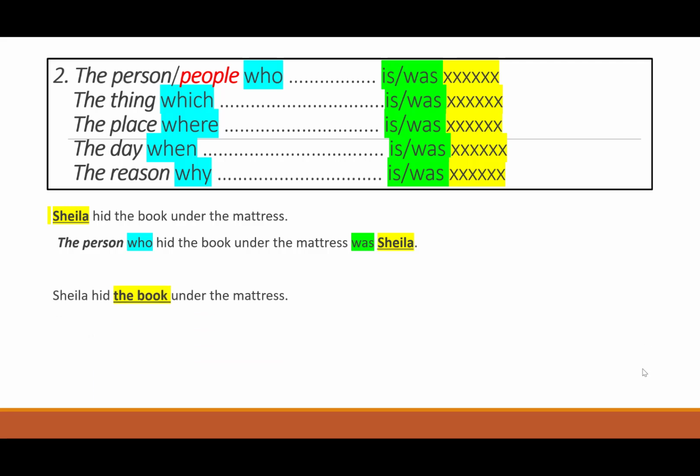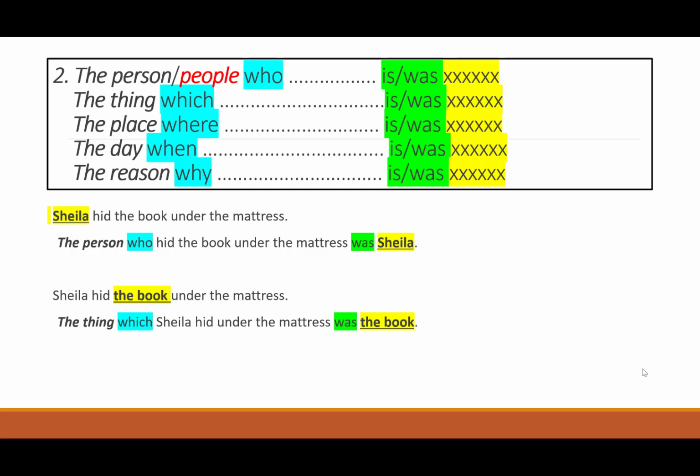Now, look at the next example. Sheila hid the book under the mattress. The one we'd like to stress is the book. What is the book? Is it a person? No, it's a thing, right? That's why we use the thing. And then we use which instead of who, because it's a thing. Who is for a person. Then you continue the sentence.